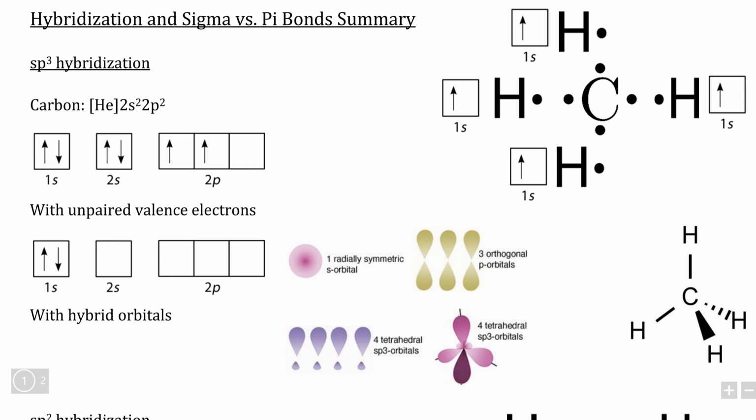We know that carbon has 4 unpaired electrons, but this doesn't match with its electron configuration. So all we can do to get 4 unpaired electrons is to take this paired electron from the 2s subshell and put it into the empty orbital in its 2p subshell, such that carbon now has 4 unpaired electrons.